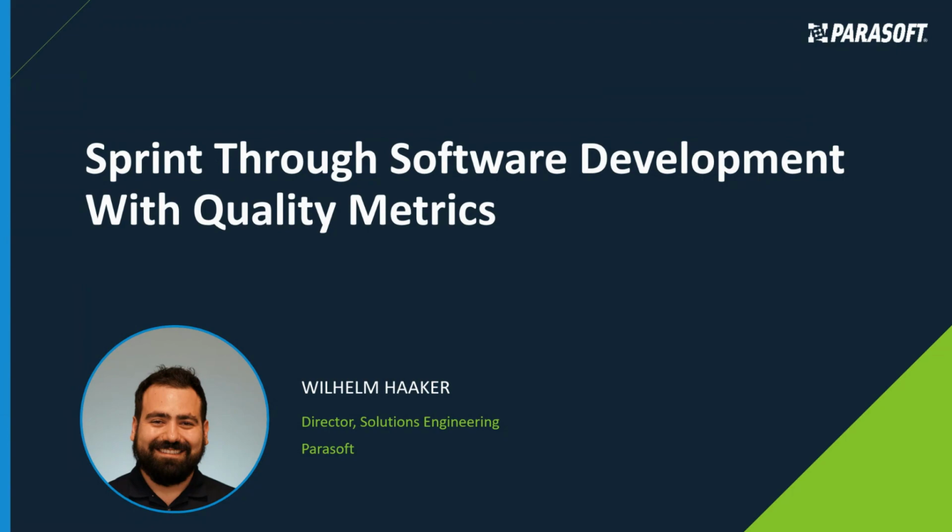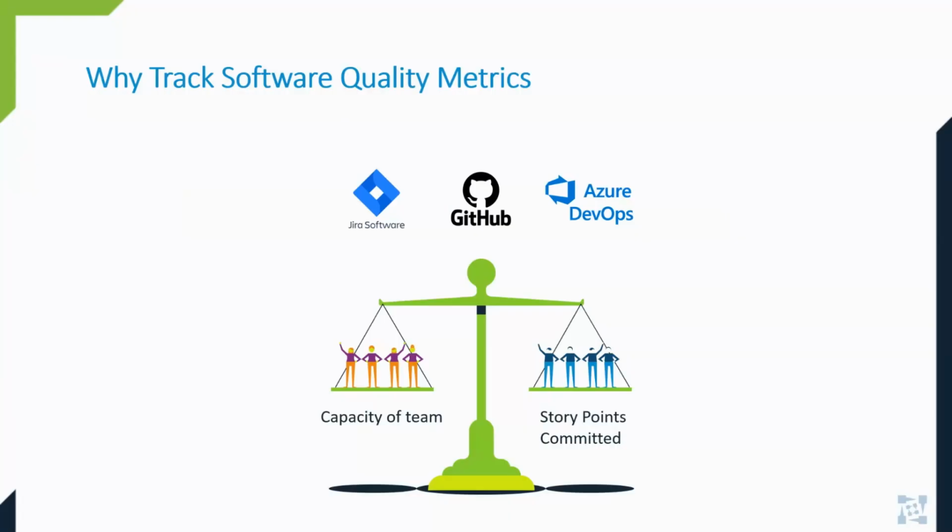So let's get started. Before we talk about software quality metrics, we should first talk about how software is developed today. It's common for teams to have a process that uses some form of iterative software development, like Scrum, and to use task planning software like those found in Jira, GitHub, or Azure DevOps.